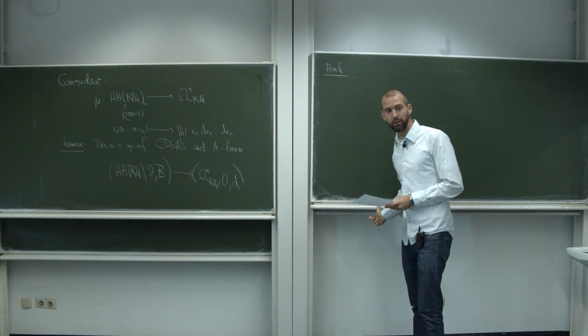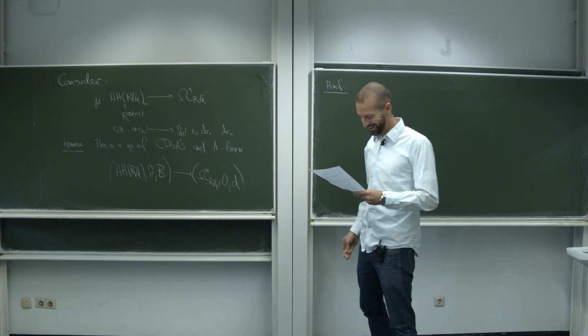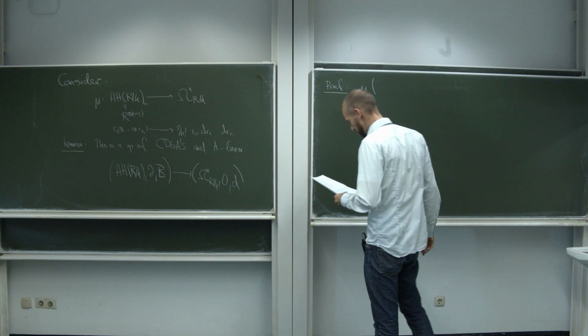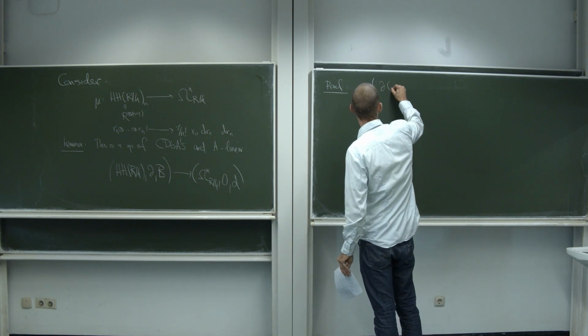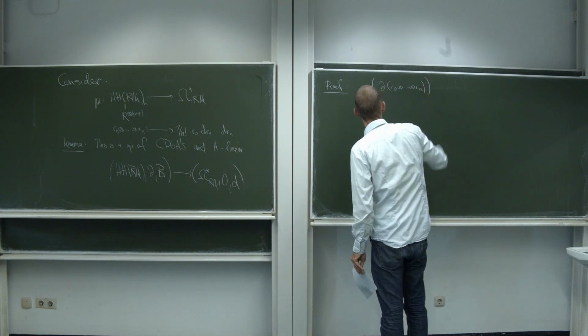And as usual, I'll do the easy part and let you do the hard part as an exercise. So let's see, what is the easy part? Let's work out what mu of partial is. What do we have to check for this? We have to check that this is actually zero, right?